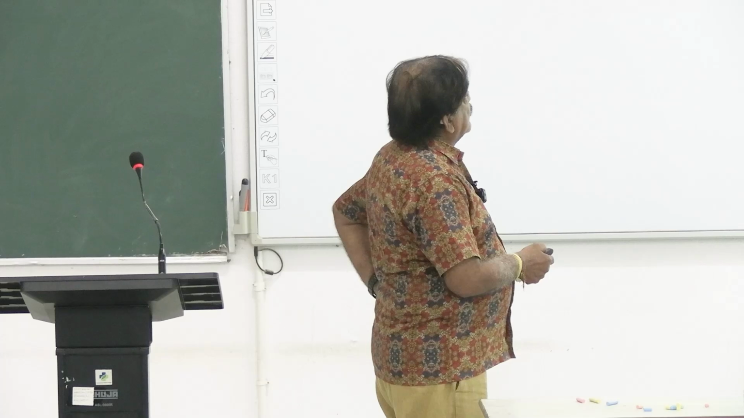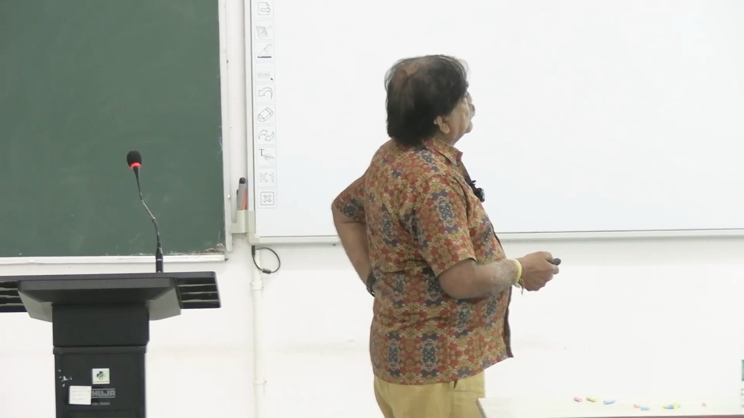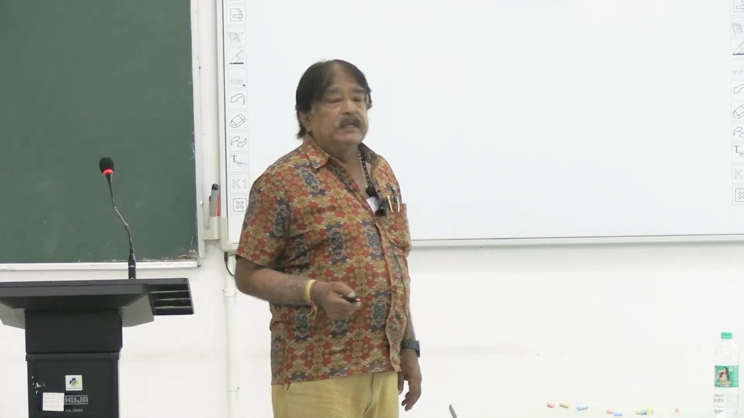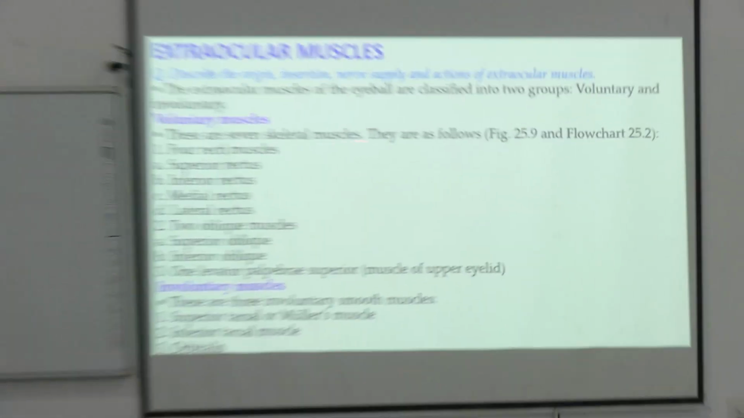Now, extraocular muscles of the eyeball are classified into two groups, voluntary and involuntary. These are 7 skeletal muscles.